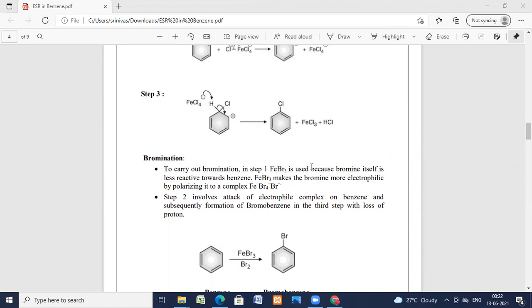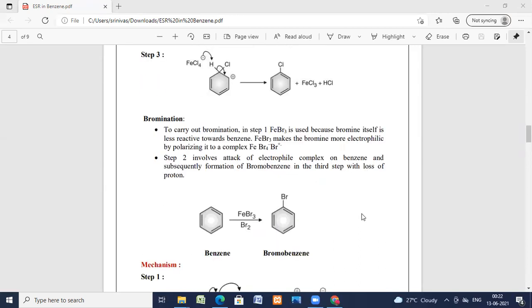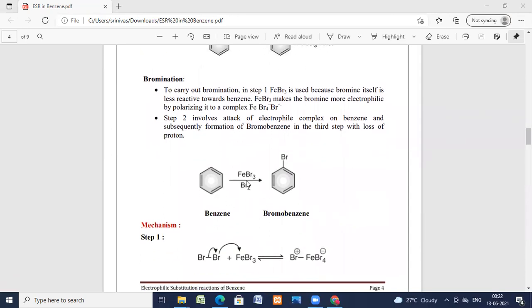Step 1. Bromine itself is less reactive towards benzene. FeBr3 makes bromine more electrophilic by polarizing it to a complex. And in step 2, the electrophile complex is taken up by the benzene, and in the third step, bromobenzene is formed with the loss of a proton. You can see the steps. If it is chlorination, you have to take FeCl3. If it is bromination, you have to take FeBr3. With respect to the halogen, you have to select the catalyst.